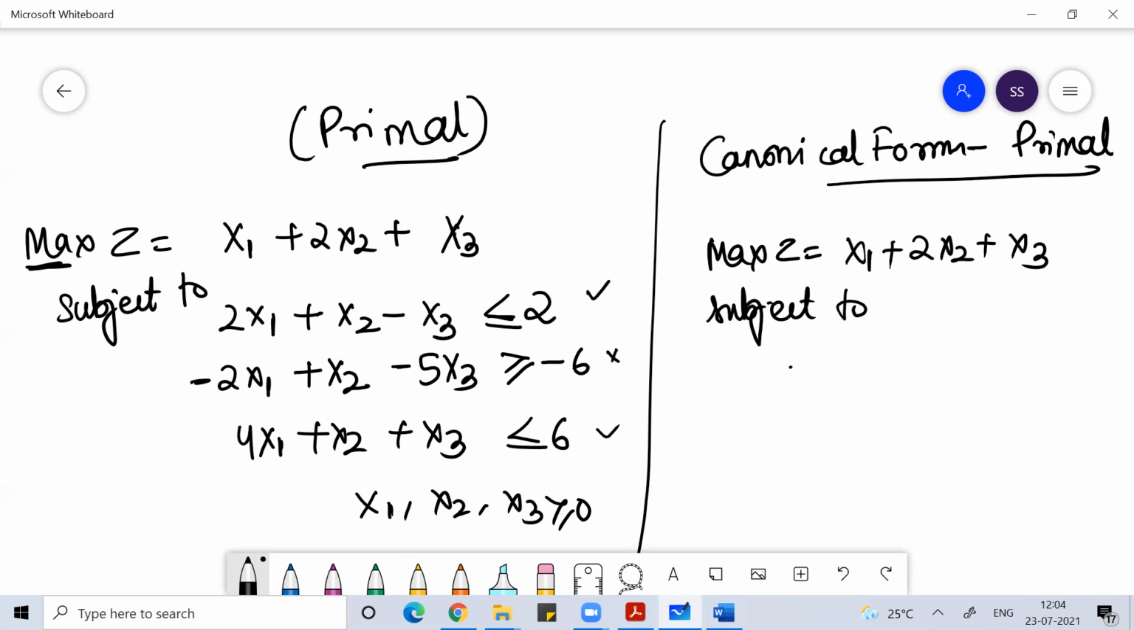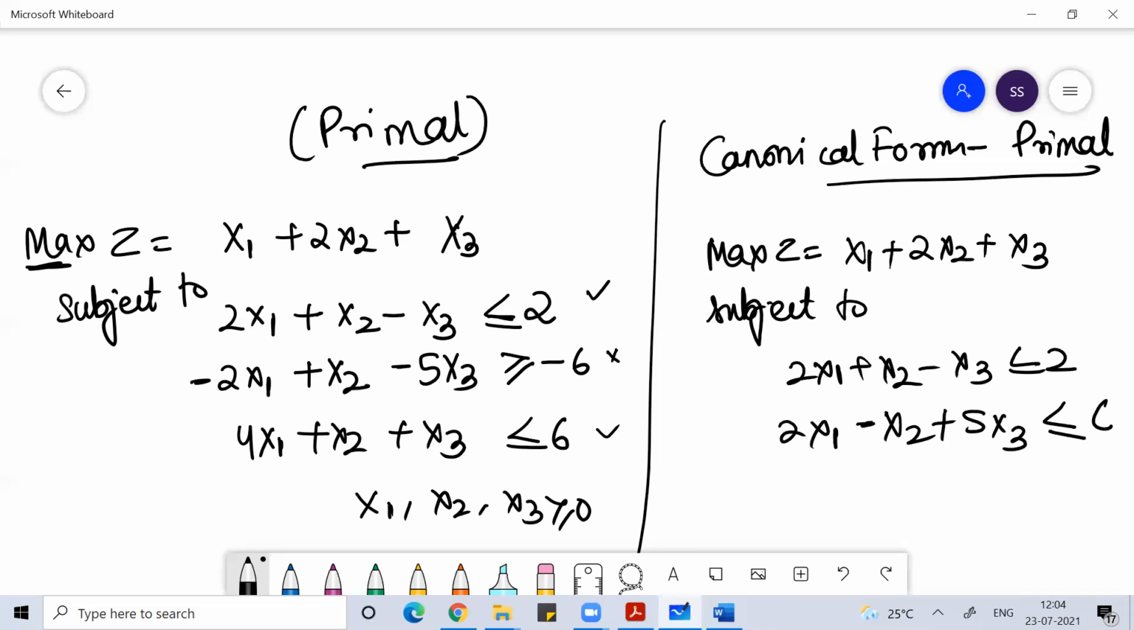Subject to the constraints: 2x1 plus x2 minus x3 less than or equal to 2, and you can write the second one by changing the sign: 2x1 minus x2 plus 5x3 is less than or equal to 6. Multiply minus 1 on both sides. Those who have a math background can understand what I'm trying to do here. To change the inequality sign, multiply minus 1 on both sides. Then 4x1 plus x2 plus x3 is less than or equal to 6, where x1, x2, x3 are greater than or equal to 0.